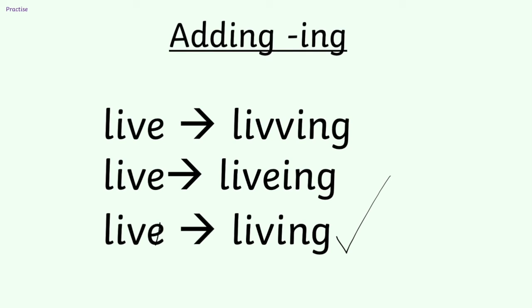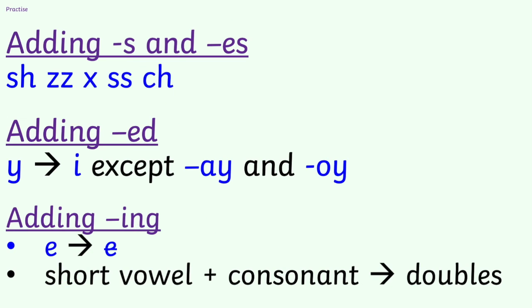Okay, so let's just quickly think about all of those rules, because I know that's a lot, but let's see if we can sum all of those rules up and remind ourselves of them. So when we're making a word into a plural, we normally add S, and sometimes if we end in one of these special sounds, sh, z, x, s, and ch, we add ES.